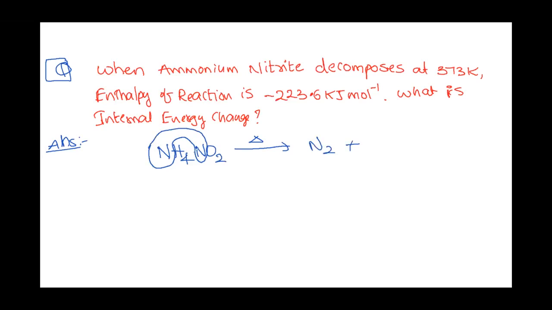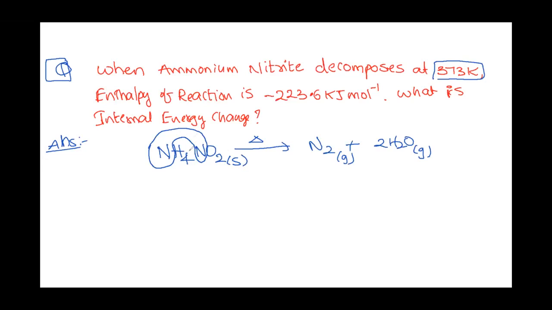N2. And H4 and O2 will form 2H2O. Okay. And see here, this temperature, people think that it is not required anywhere. But at 373 Kelvin, water will be in gaseous state. Ammonia is already in gaseous state, but this will be in solid state. Okay. Ammonium nitrite is a salt. So salt will be in solid state.